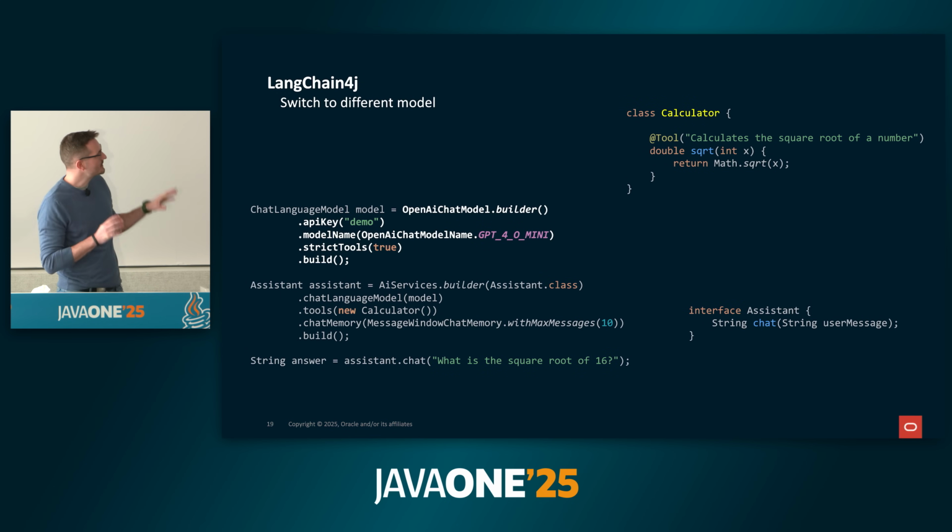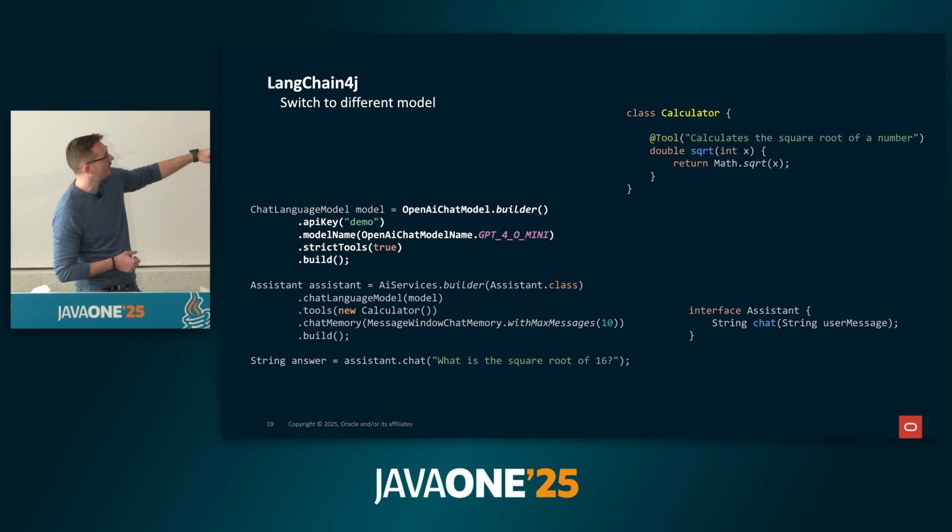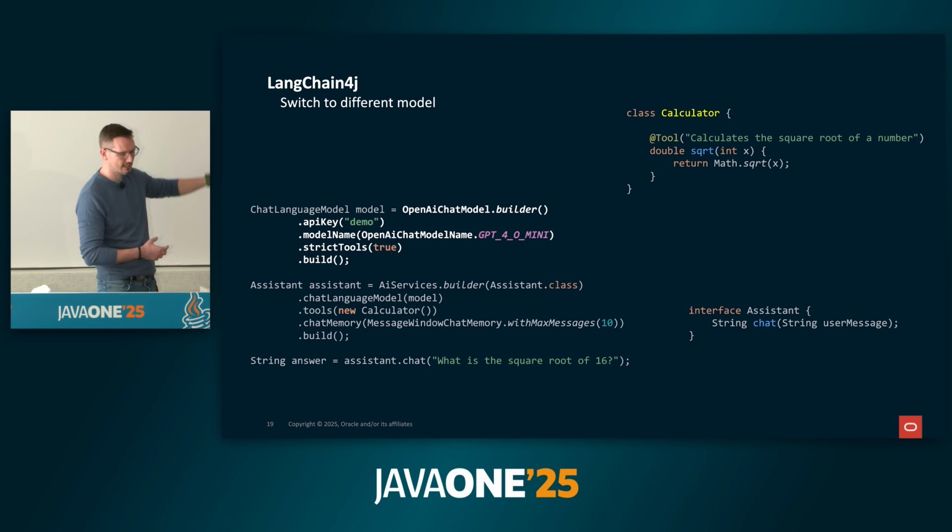So let's go back to the LangChain4j API. It's way simpler. We have a tool function. We provide it to the assistant again. And only the highlighted part is the one which relates to this concrete model, this concrete LLM provider.